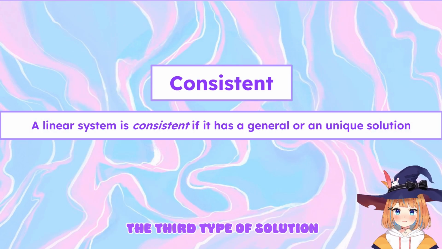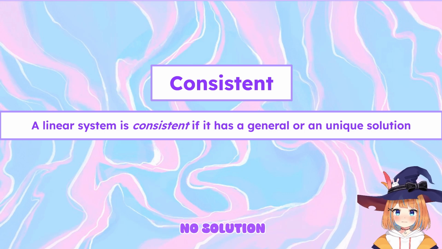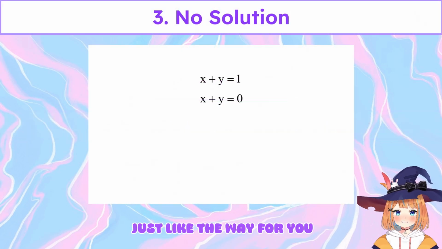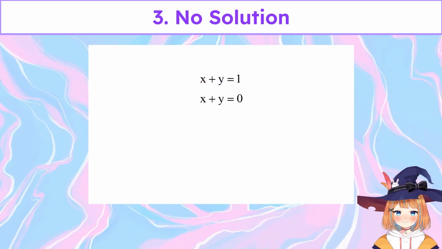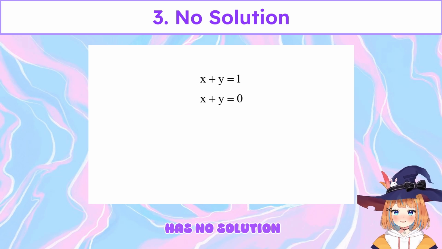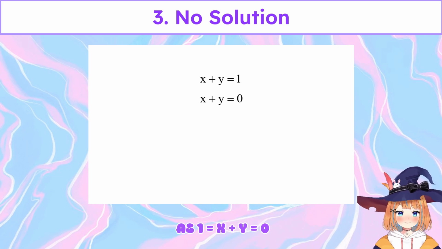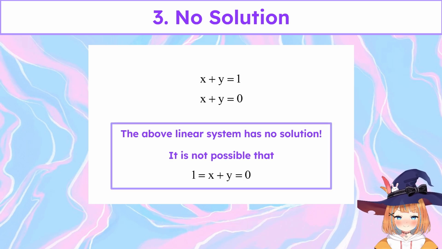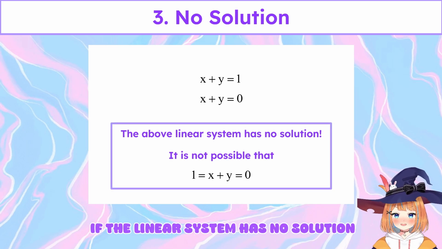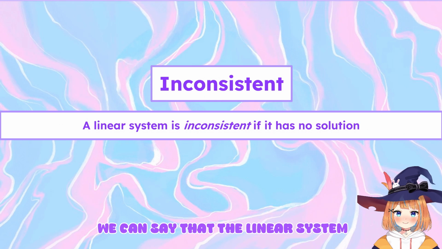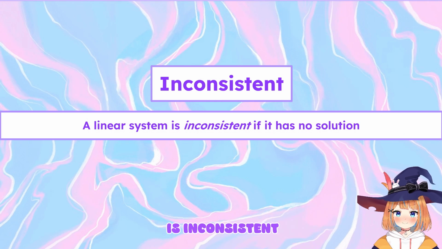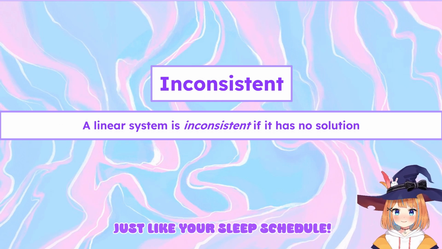The third type of solution is simply no solution. Just like the way for you to find a Valentine's this year, this linear system has no solution, as 1 equals x plus y equals 0 is not possible. If the linear system has no solution, we can say that the linear system is inconsistent. Just like your sleep schedule.